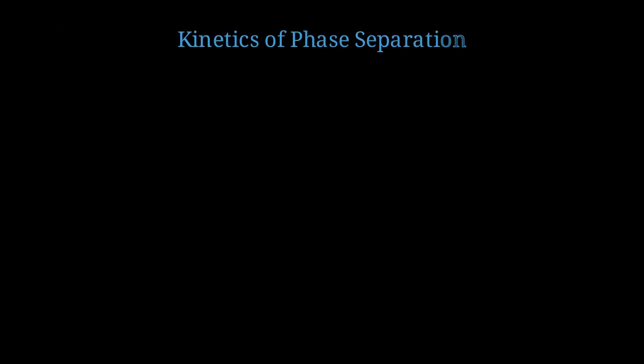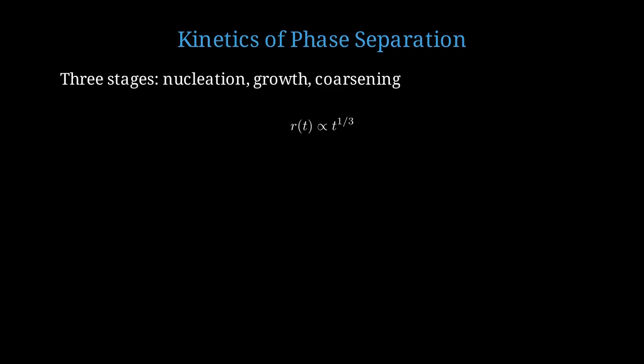Now let's examine the kinetics. How fast do these processes occur, and what controls the timescales? Phase separation typically proceeds through three stages: initial nucleation of small droplets, growth of individual droplets, and coarsening, where larger droplets grow at the expense of smaller ones. During late-stage coarsening, the average droplet radius grows as time to the 1/3 power, a signature of Ostwald ripening.